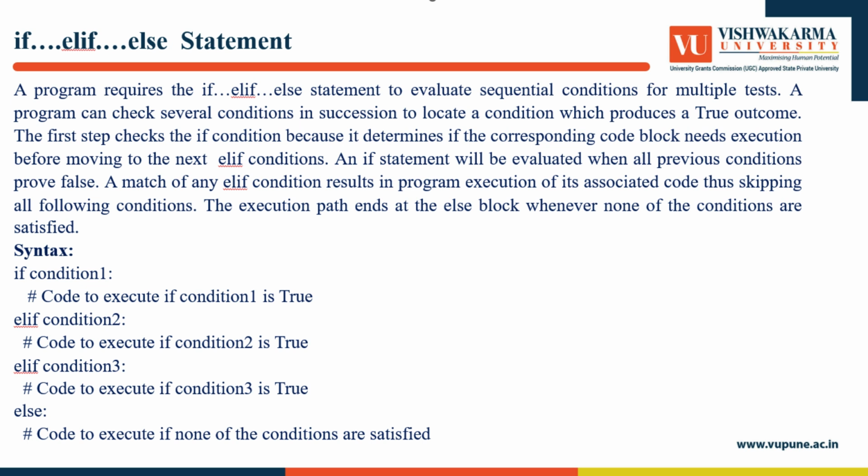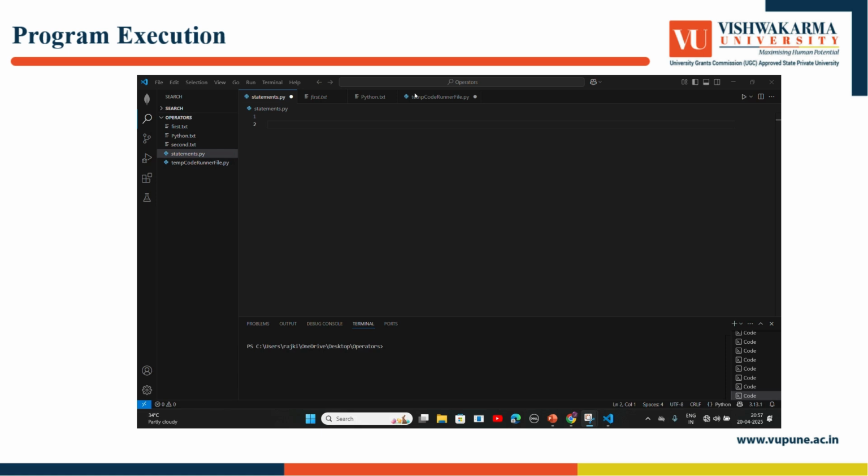Now, how it works: the program starts by checking the if condition. If it's true, it runs that block of code and skips the rest. If it's false, it checks the elif, that is, else if condition one by one. If none of the conditions are true, the else block runs by default. This is useful when there are several possible outcomes, but only one block should be executed. Let us understand if elif else statement through an example.